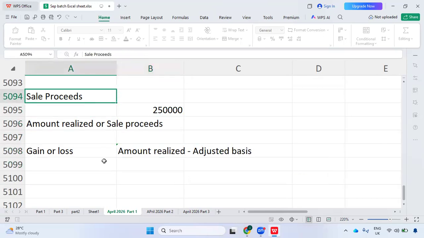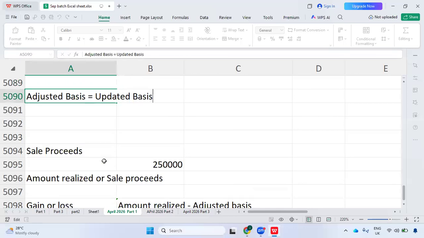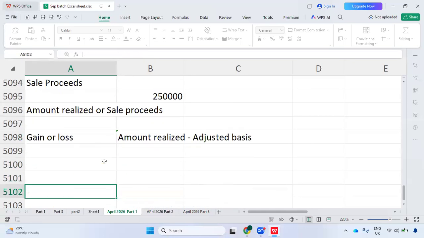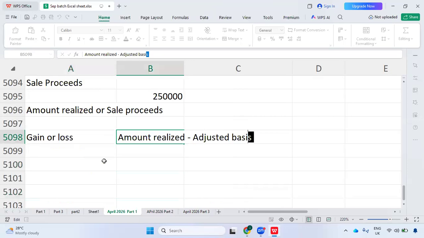So updated basis is just for your understanding purpose. But in the exam they ask you in adjusted basis, this terminology only. Updated basis is our terminology, not exam terminology. So gain or loss will be amount realized minus adjusted basis.